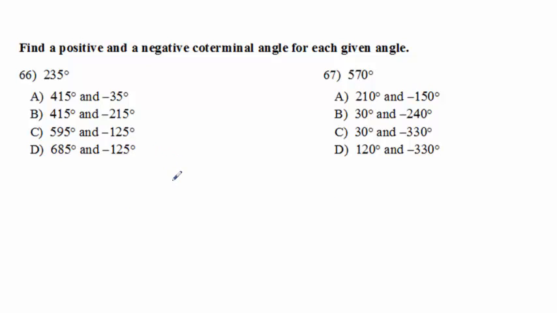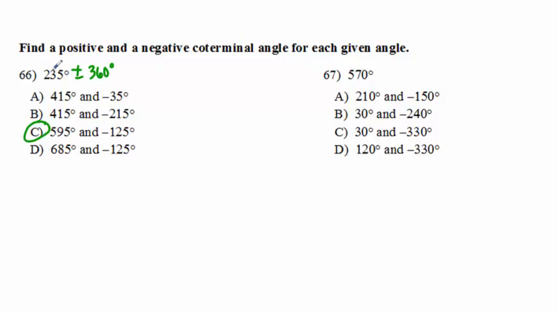Now, positive and negative coterminal angles we get by adding and subtracting 360 degrees. If I do 235 plus 360, I get 595. If I do 235 minus 360, I get negative 125. So C is my answer.